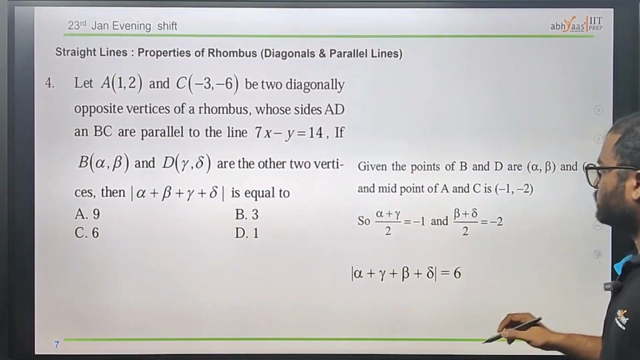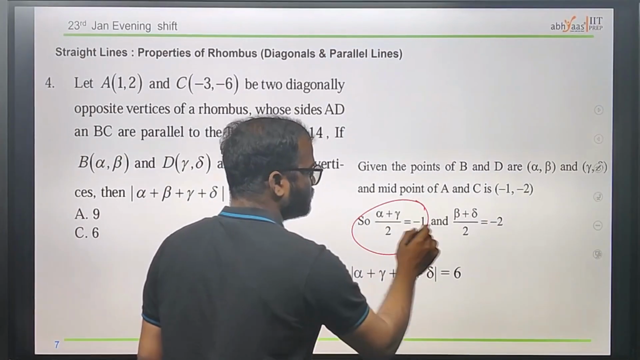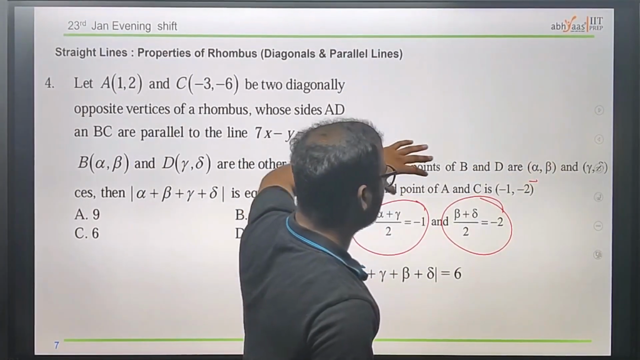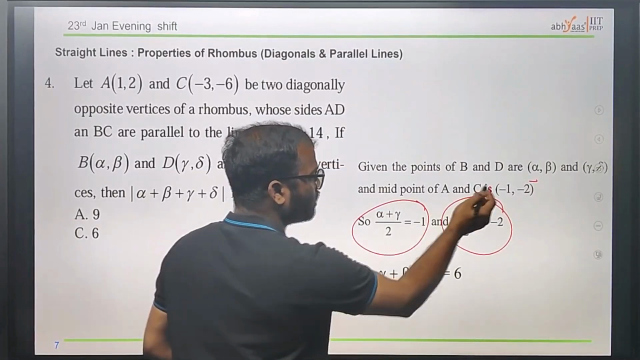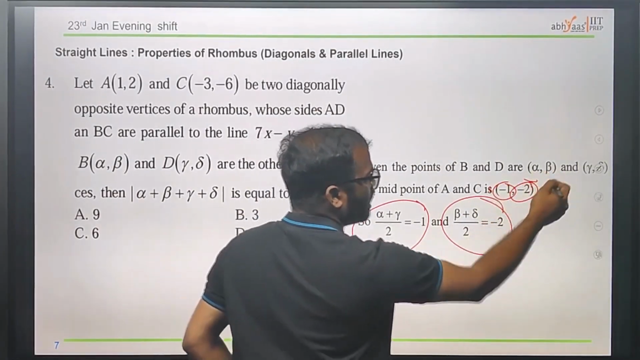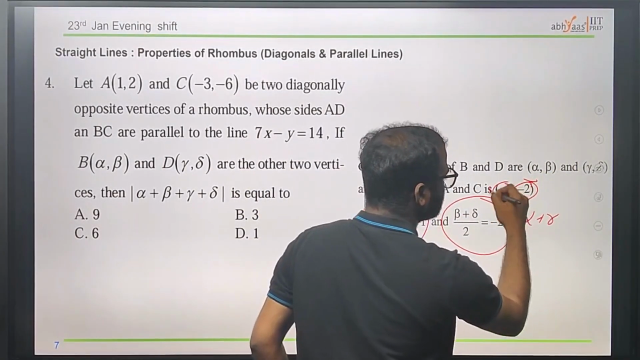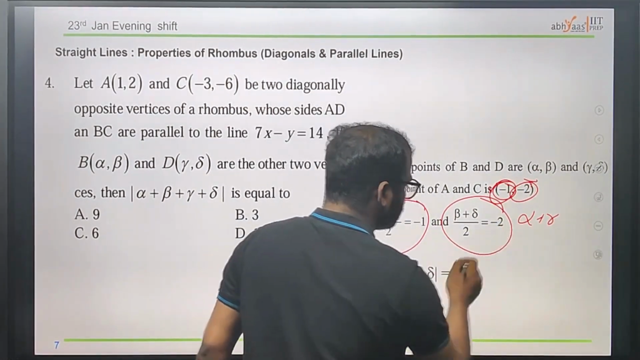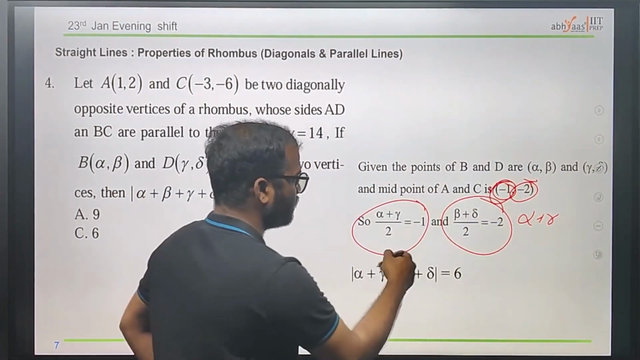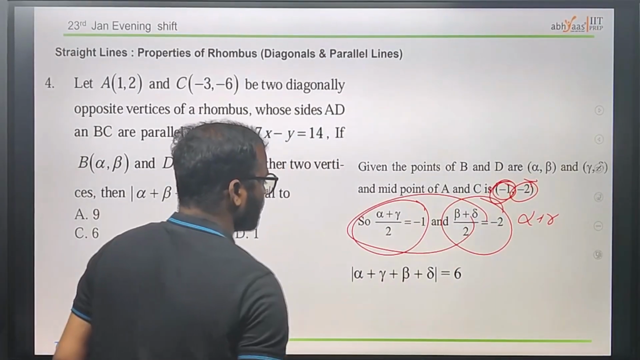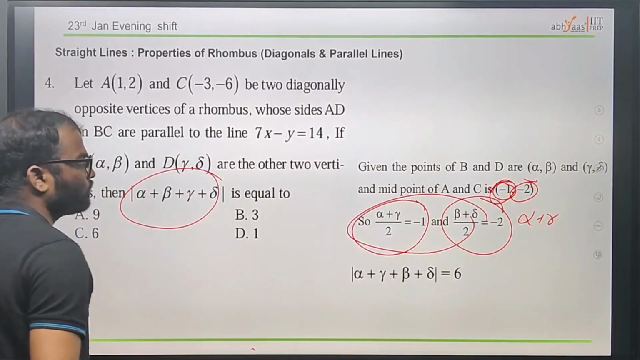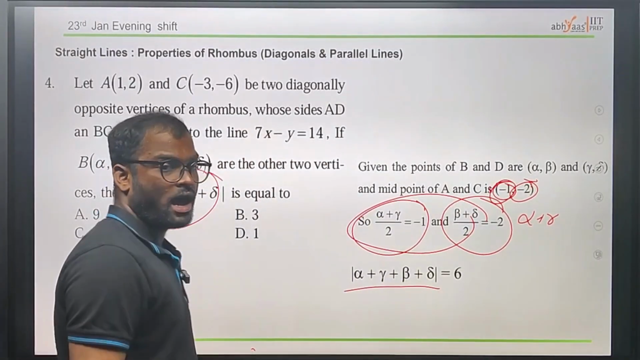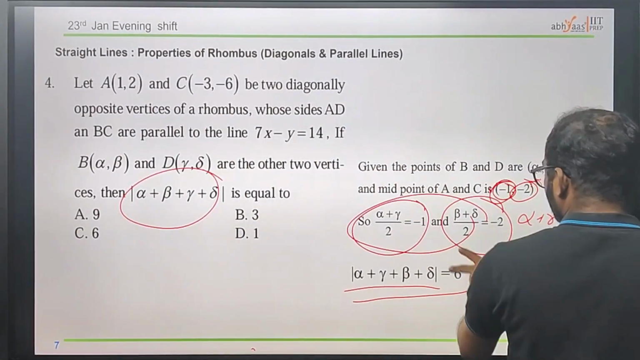We already found the midpoint, which is equal to the midpoint of B and D, which is minus 1 comma 2. So alpha plus gamma is equal to minus 1, and beta plus delta is equal to minus 2. That's how we can easily find this. After that, just substitute those values in place of this. I hope you understood. We just add those, and after adding we got 6 as the answer.